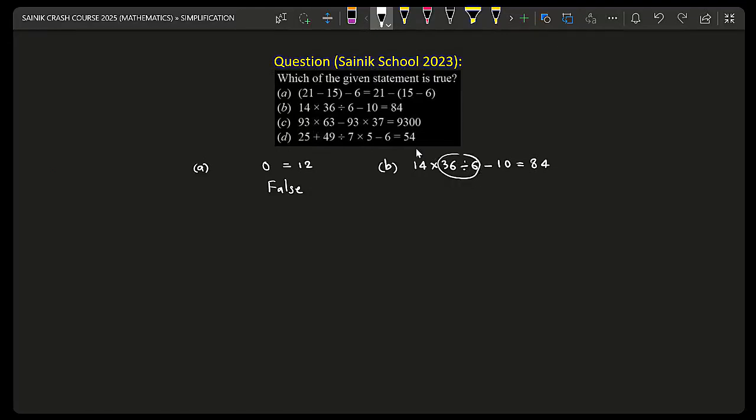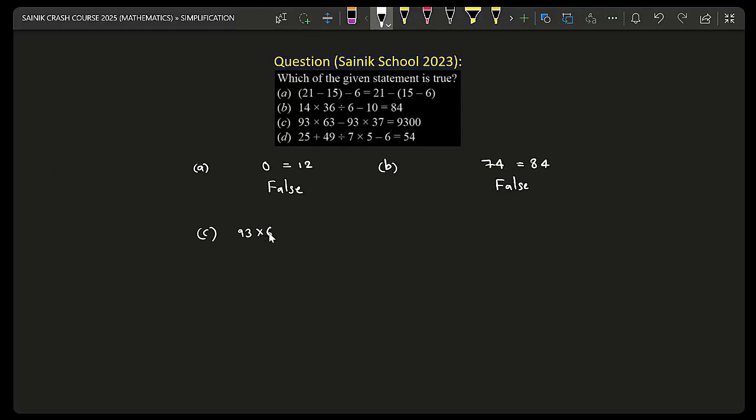36 divided by 6 is 6. Instead of this part, you just write 6. Use pencil and eraser to erase 36 divided by 6 and write 6 here. Next operation, multiplication: 14 times 6 is 84. Next, subtraction is left: 84 minus 10 is 74. So we got 74 equal to 84. Is this true or false? False. And next, option C.